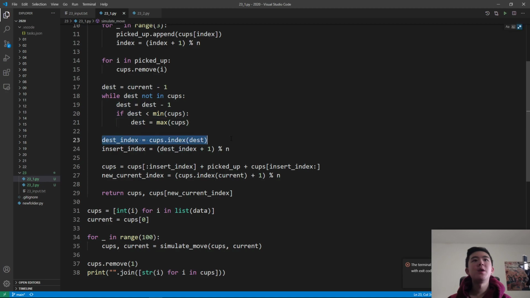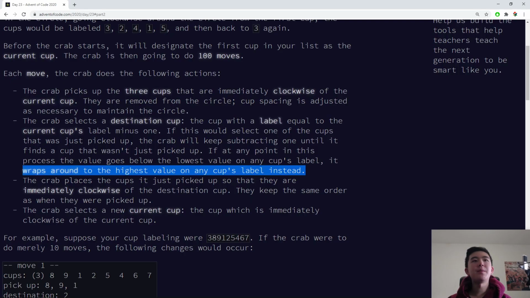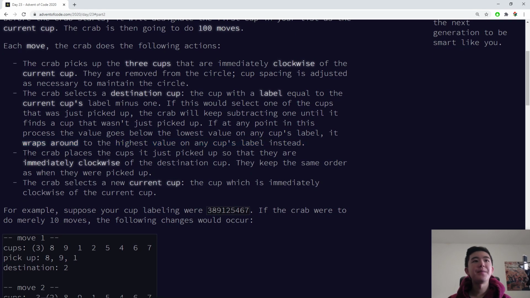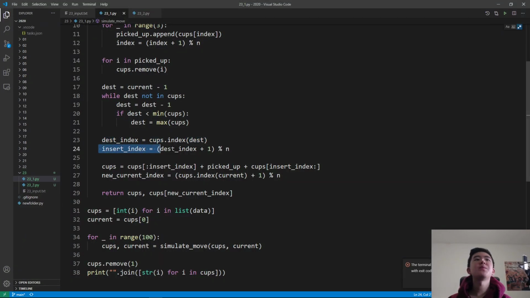This is the label. We find the index of the destination cup, and we also want to find the index where we should insert the picked up cups. So to insert that, we take the left half of the list up to the insertion index. We add the cups that we need to insert, and then we add the rest of it. So it's kind of like taking a list, splitting it in the middle, and then putting stuff in the middle. And that's how we insert the picked up cups.